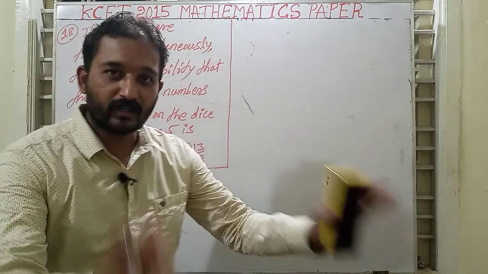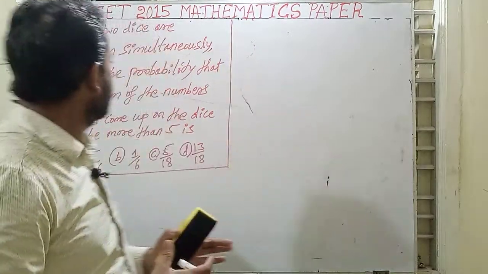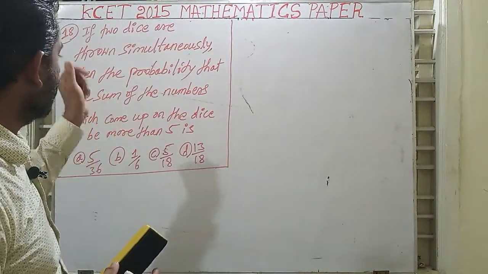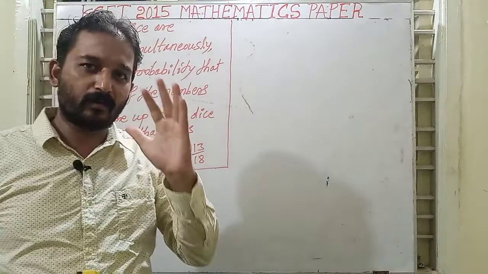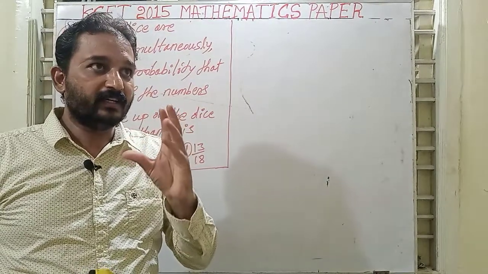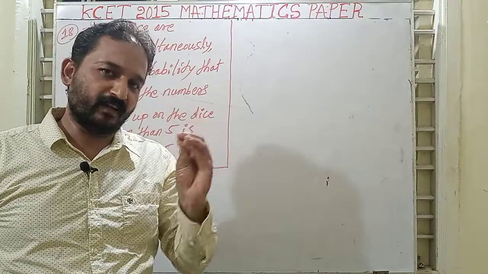So now let us move on to the next question, question number 18. This problem is based on the chapter probability. Usually in the probability chapter, KCET has 4 to 5 questions every year without fail.